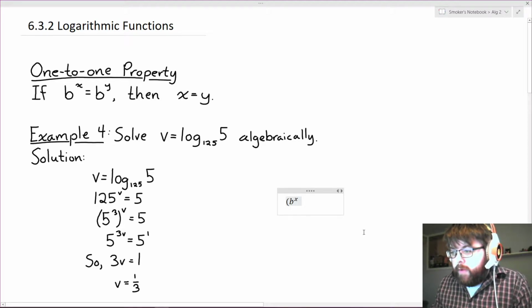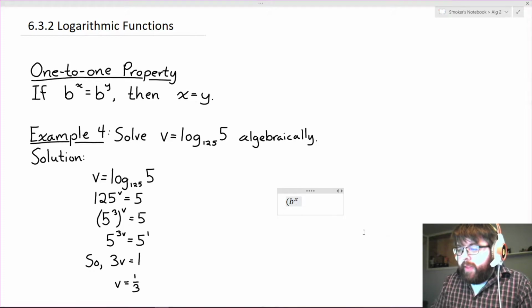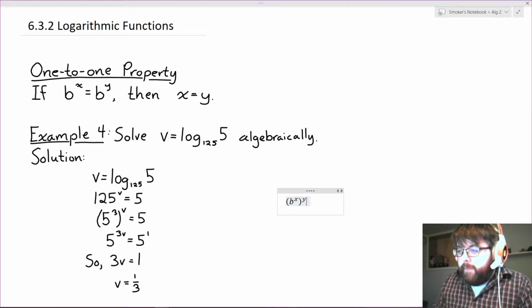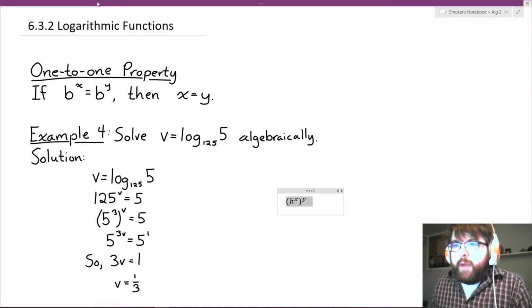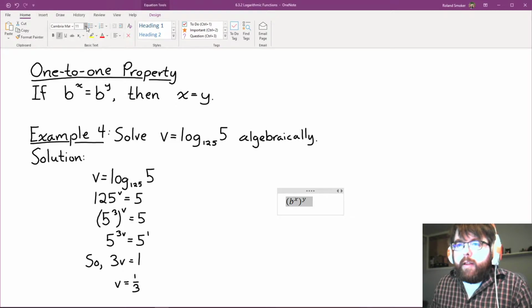Sorry. Something happened weird. Oh, I see. Okay. My parenthesis got put inside the base. Okay. Actually, let me make this bigger. Sorry, bear with me. Make it a little bigger so it's easier to see.